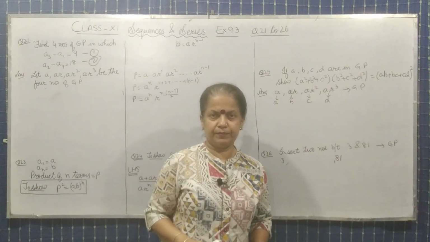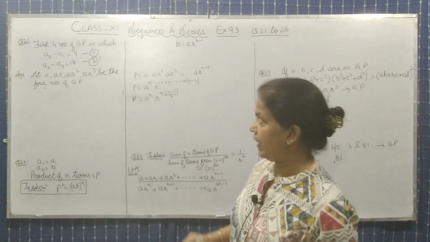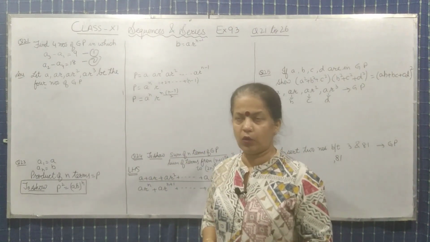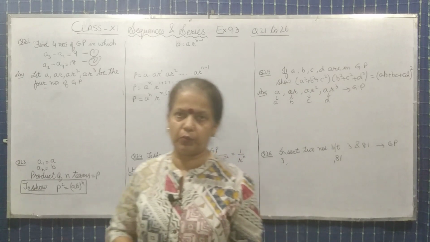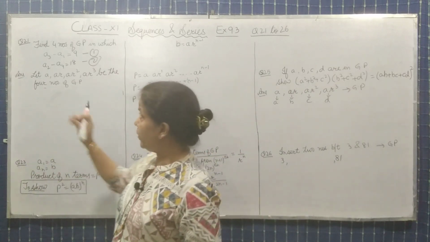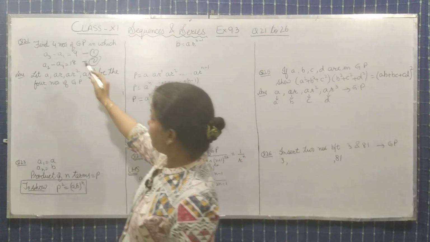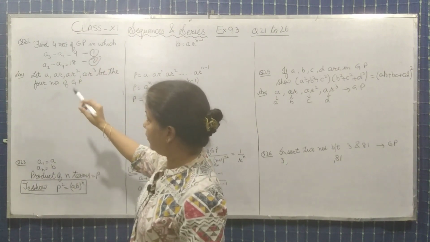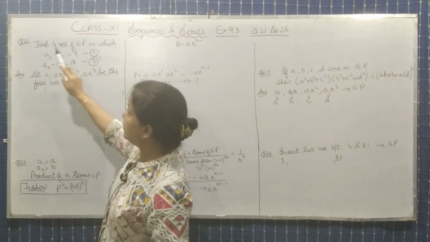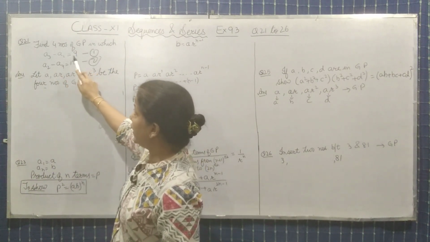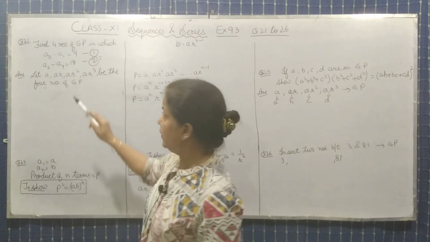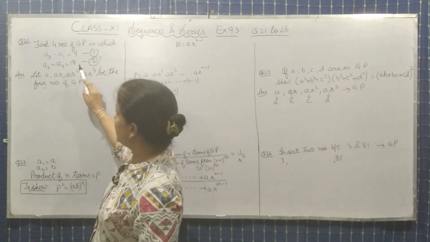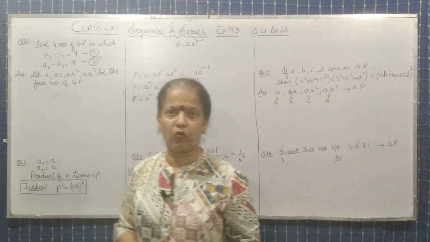Welcome back. Now today we will take question 21 onward from worksheet 9.3. Question 21. It is written, find four numbers of GP in which third term is 9 more than first term and second term is 18 more than fourth term.